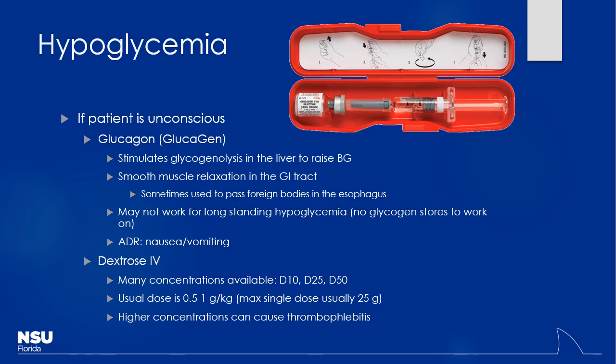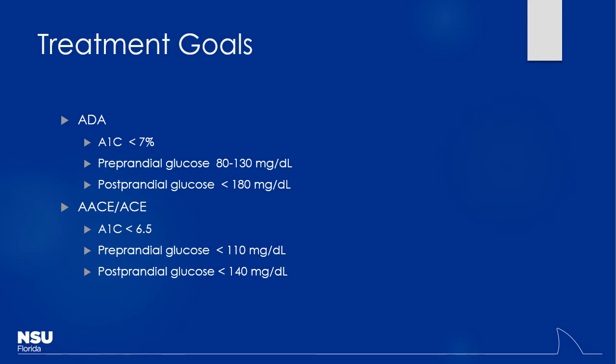All right. So looking at your treatment goals, again, it can depend on the organization you're looking at, but generally they're shooting for things like getting the A1C under control, either less than 7 or 6.5. They're looking at preprandial and postprandial glucose levels to make sure those are under control. And again, as we move out of the insulin talk and into more of the other diabetic medications, you're going to find this is mainly what we're shooting for, right?